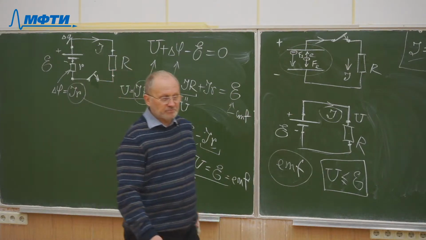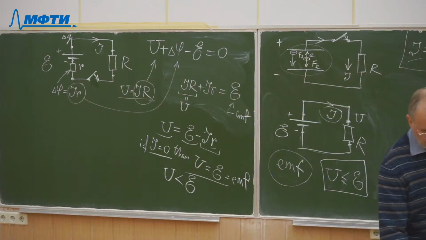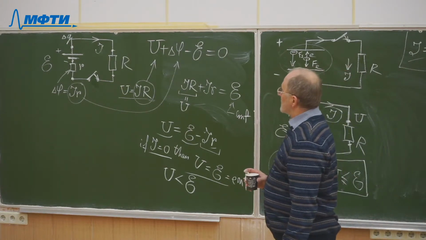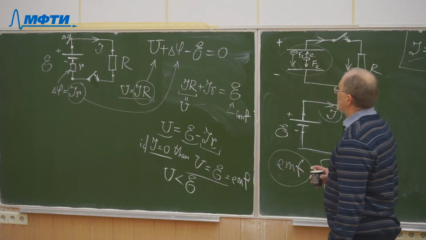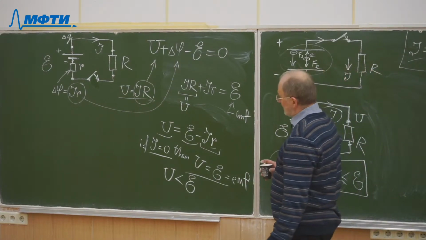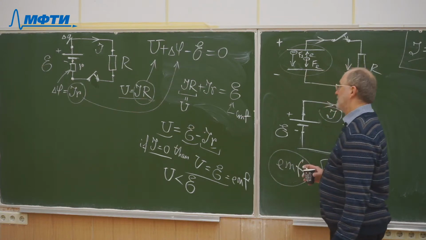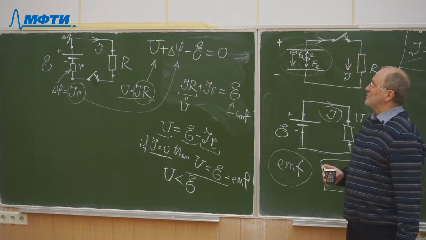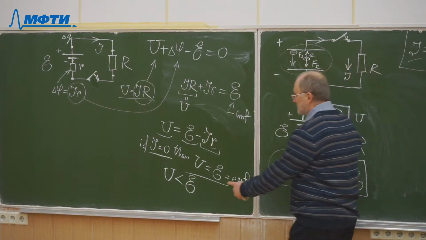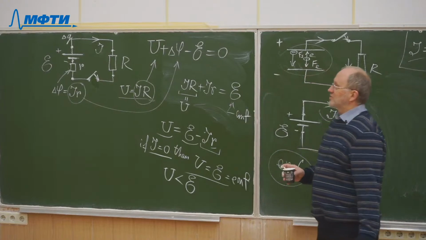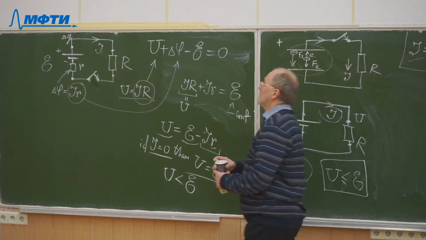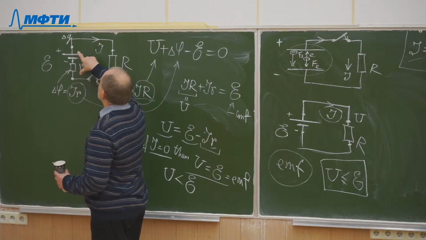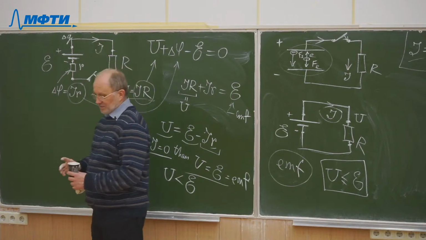That's all there is to say about the internal resistance of the battery, what the role of this internal resistance is, and how we can measure the electromotive force. In order to measure the electromotive force of the battery, we have to carry out the measurement when the current is 0.